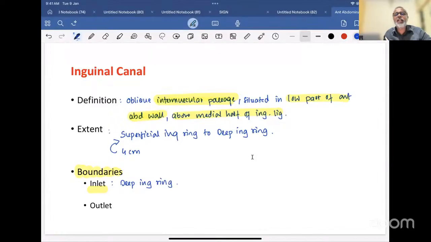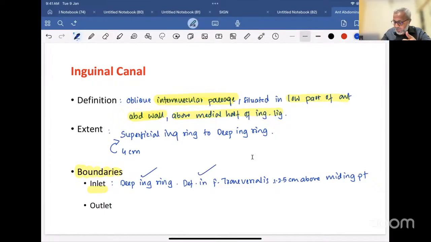Now, what exactly is the deep inguinal ring? Remember, the deep inguinal ring is a defect in the fascia transversalis. Where is it located? Remember, it is located about 1 to 1.25 centimeters above the mid inguinal point, right? So when you write inlet, 3 bullet points. What is the inlet? Inlet is the deep inguinal ring. Then what is it? It's a defect in the fascia transversalis. Where exactly is it located? Third point. So 3 points for inlet.